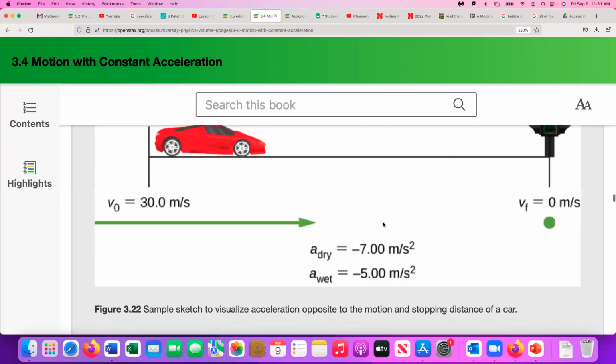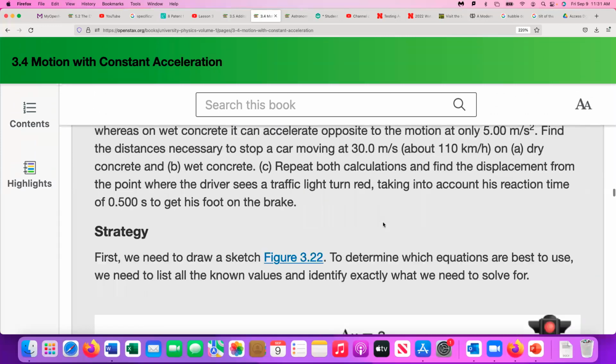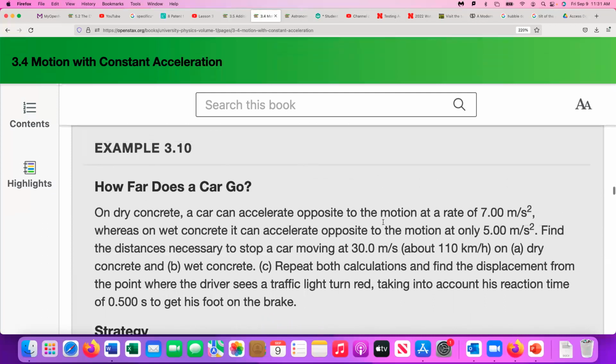Here they do an example of a car stopping on wet pavement and dry pavement. So they give us two different accelerations. For the dry pavement, they give us an acceleration of 7 meters per second squared, and it is opposite. This acceleration is in the opposite direction of the movement of the car. And then for wet concrete, they give us 5 meters per second squared.